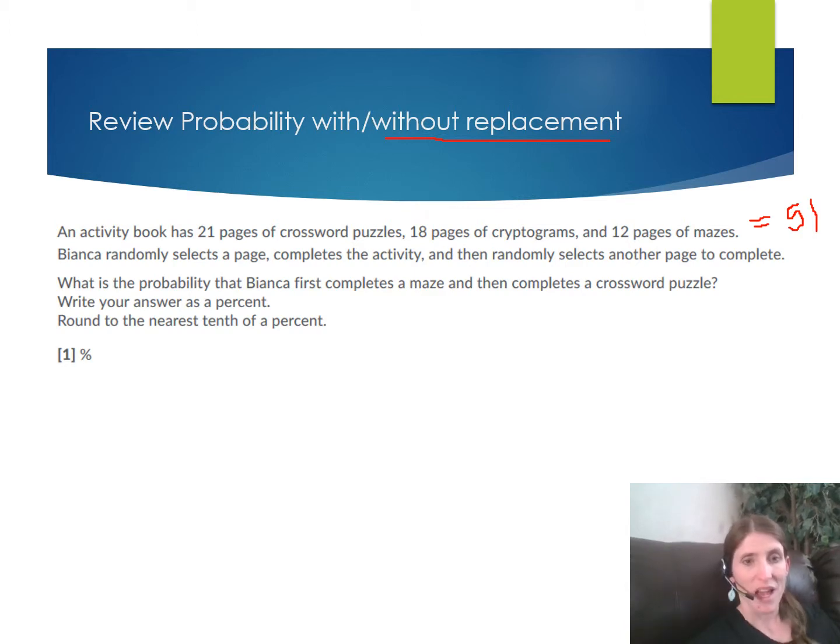When we have something like this, without replacement, we have to start with the first activity, so maze. I go up here and find which number is the maze. Here I see 12 pages of mazes, so I put that as my numerator. Remember, the denominator is always the total, so that goes on the bottom. Then the next thing says "and," so there's my key to multiply. Then completes a crossword puzzle, so I go to crossword puzzles.